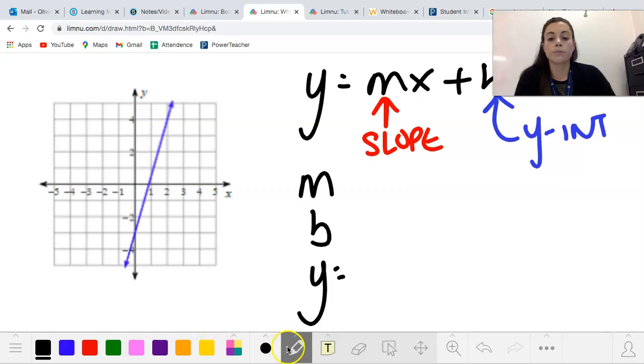All right, so we are going to find our b first. Now we know that our b is where our line, our beautiful blue line here, crosses our y-axis, right? So that is at, let's see, here's our origin. I'm going to move down 1, 2, 3. So that is going to be at -3.